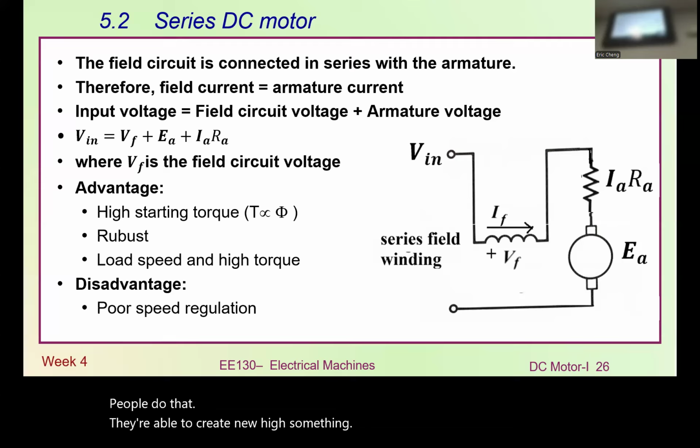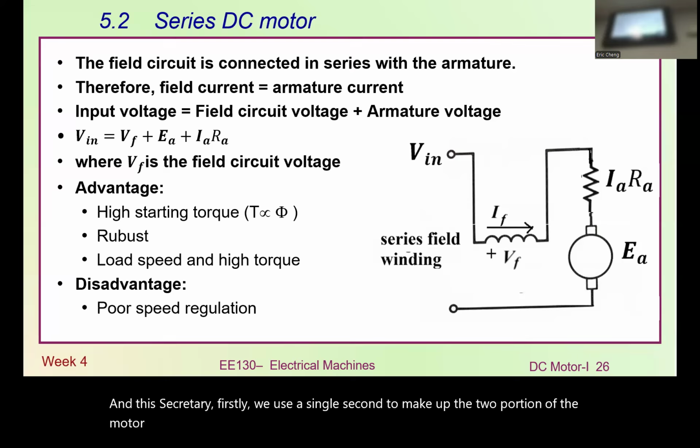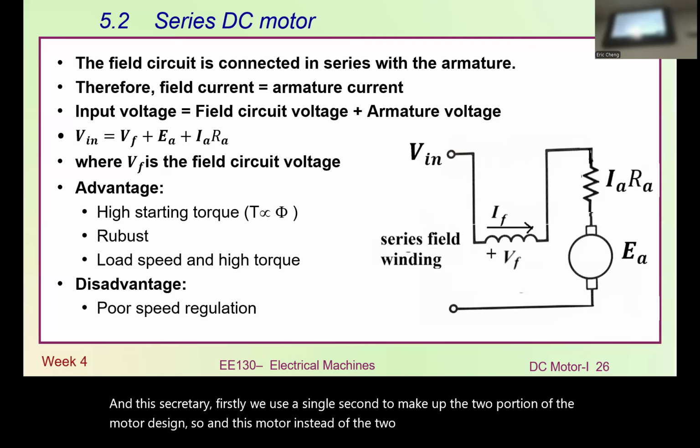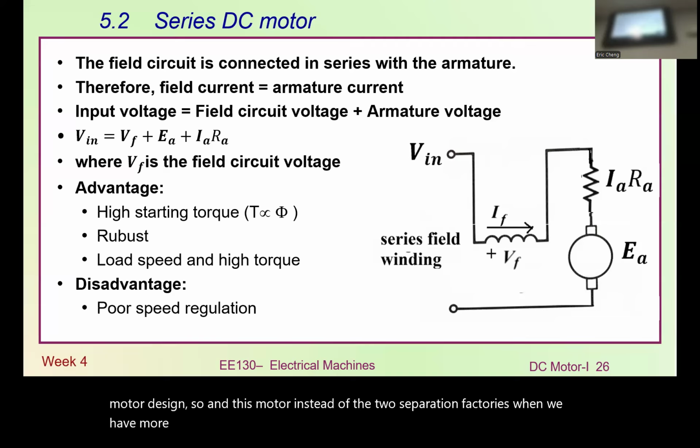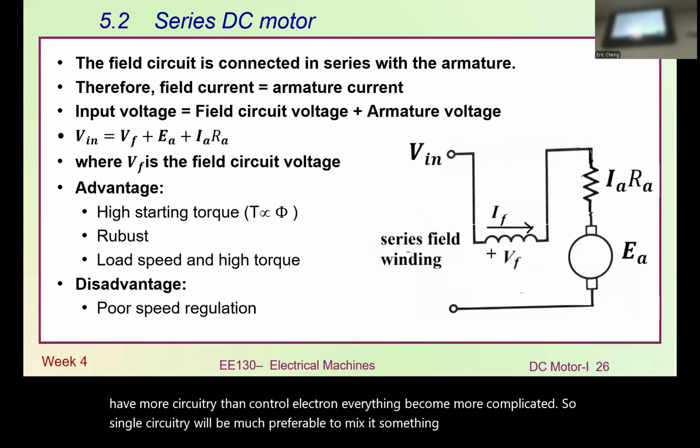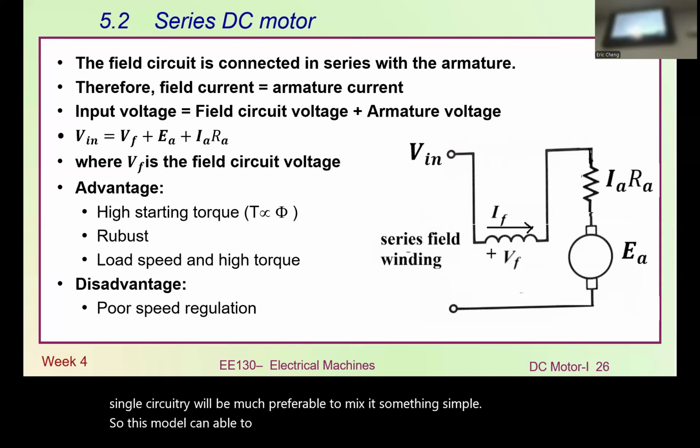So in this circuitry, firstly, we use a single circuit to make up the two portions of the motor design. Instead of two separate circuits, when we have more circuitry, the control electronics will become more complicated. So a single circuit is much preferable, to keep it simple. This motor gives us quite good speed control and also high torque.